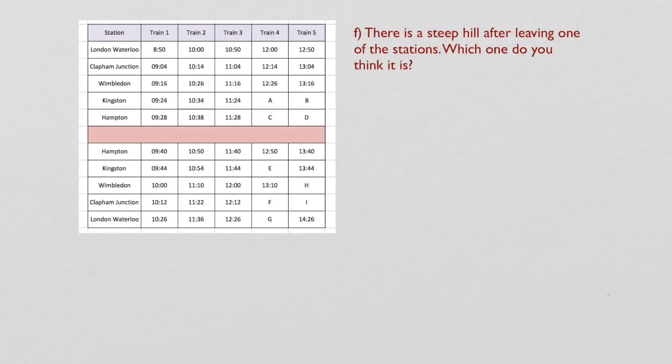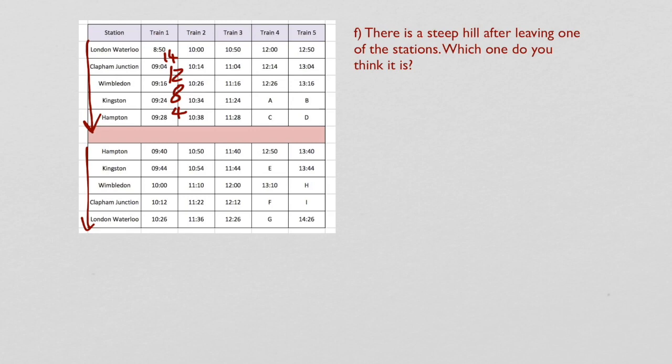And finally, there is a steep hill after leaving one of the stations. Which one do you think it is? This requires a little bit of interpretation. We're going to have a look at the times between the journey from London Waterloo to Hampton and then the return journey and see if there's any difference in the times between the stations. So London Waterloo, Clapham, you can work out 14 minutes and then 12 minutes and then 8 minutes and then 4 minutes. I can write that in.